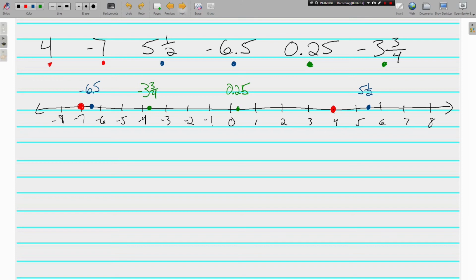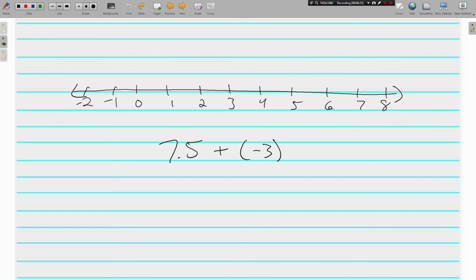Alright, let's do some combining of integers on the number line. We're going to use the same rules that we used for combining in the last unit. Right here we've got 7.5 plus negative 3. And I'm going to switch over to black. Oh, plus a negative, adding a negative. I do not like two signs in a row. So I'm going to rewrite: adding a negative is the same thing as subtracting.